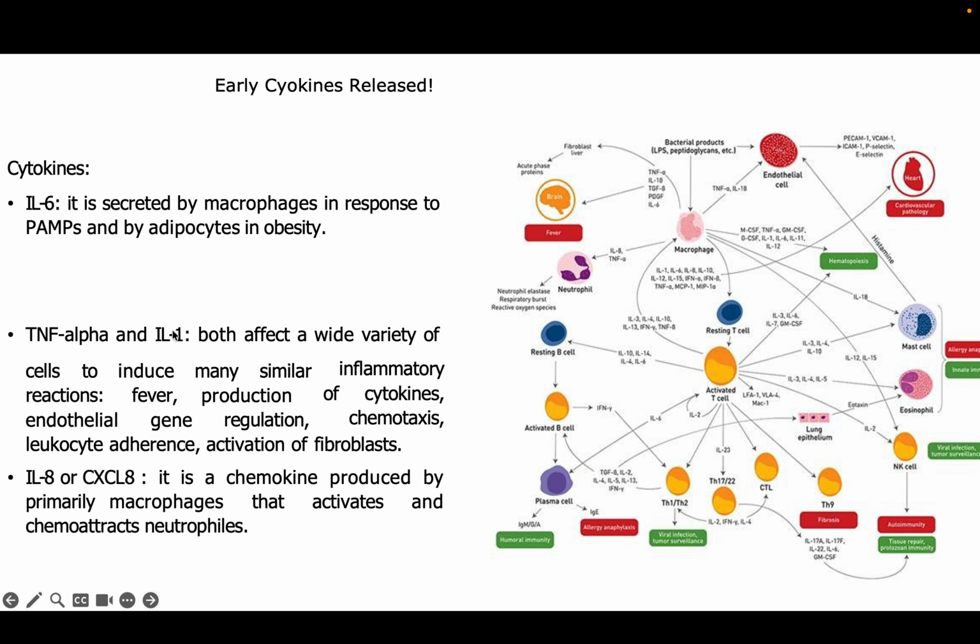TNF alpha and interleukin 1 are also extremely powerful. They can cause fever, and produce more other cytokines. They can cause chemotaxis, meaning they can bring other immune cells to come in, but they're also extremely important in inducing something called leukocyte adherence and activation of fibroblasts, which we'll be talking about. So all of this is more in the bringing of immune cells to the inflammation part. And then you have interleukin 8 or CXCL8. This is a chemokine that's produced by macrophages, which attracts neutrophils to the site, trying to bring more of them to the site of infection.